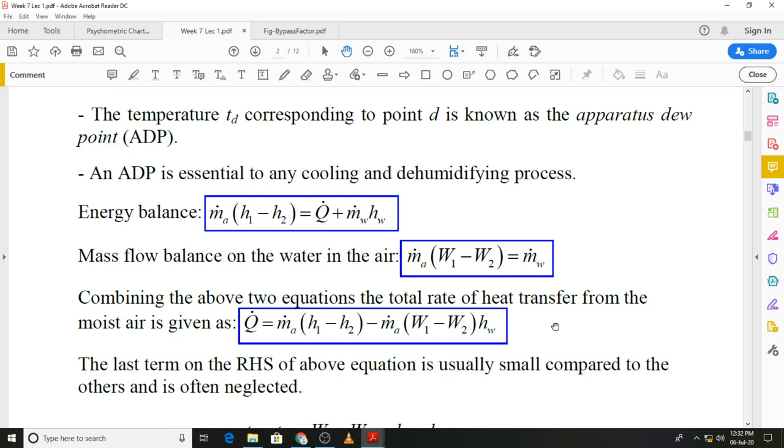And if we look at the equation, it has two terms, one which relates to the change in the enthalpy, and the other is related to the energy carried by the condensate. So usually the rate of condensation is small, and the second term on the right hand side can be neglected. So you can approximate the capacity of the cooling coil simply by the equation, that is Q is equal to m dot a into h1 minus h2. But if you want to be accurate, you can keep the entire equation as it is.